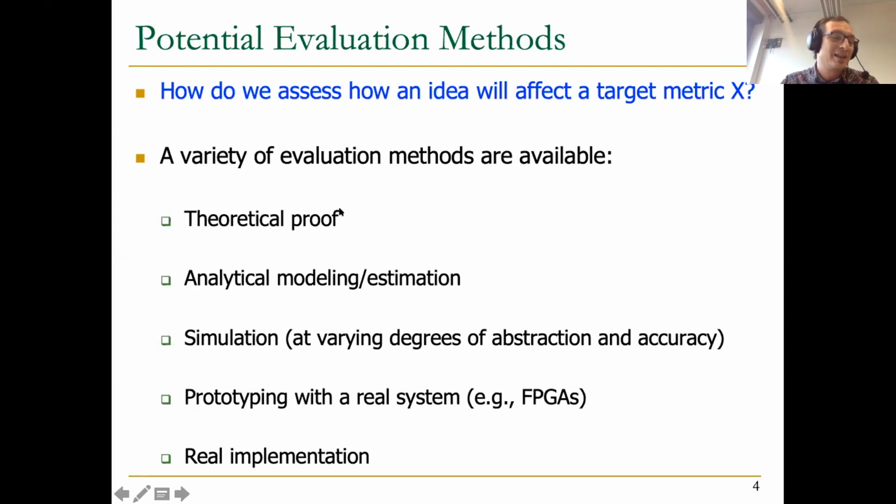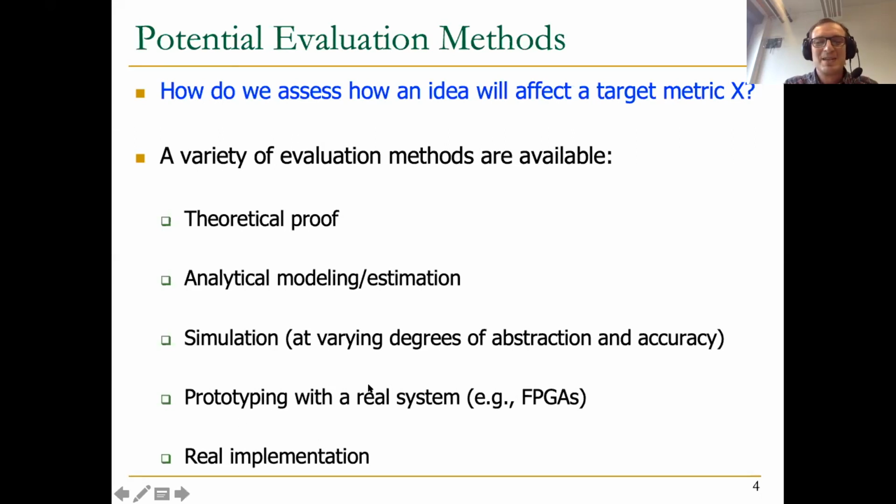Theoretical proof is usually not available to us, and real implementation is usually very costly, and you would be defeating the purpose of your evaluation method if you were doing a real implementation of every idea that you have. You can imagine that this is impossible, right? Because when you design an architecture from scratch, you have hundreds, if not thousands, of design decisions you need to make. How are you going to make those design decisions? Are you going to do a real implementation of all combinations of those thousands of design decisions? It's not feasible, I would say.